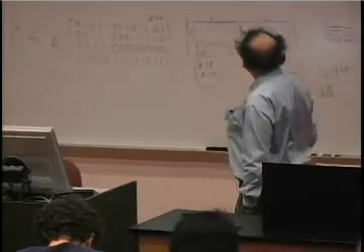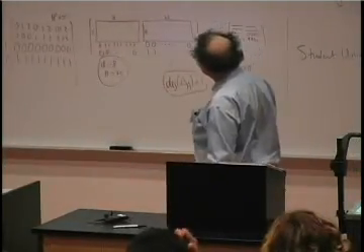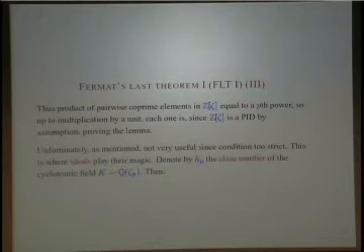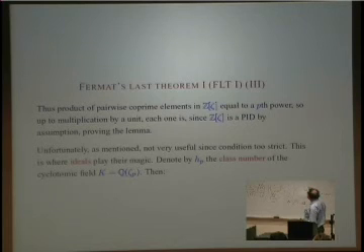We have a product of pairwise coprime elements, which is equal to a p-th power. So up to multiplication by a unit, that means that each one is a p-th power, since we assume that Z[ζ] is a principal ideal domain, or a unique factorization domain. And this proves the lemma. So this is really very, very simple.